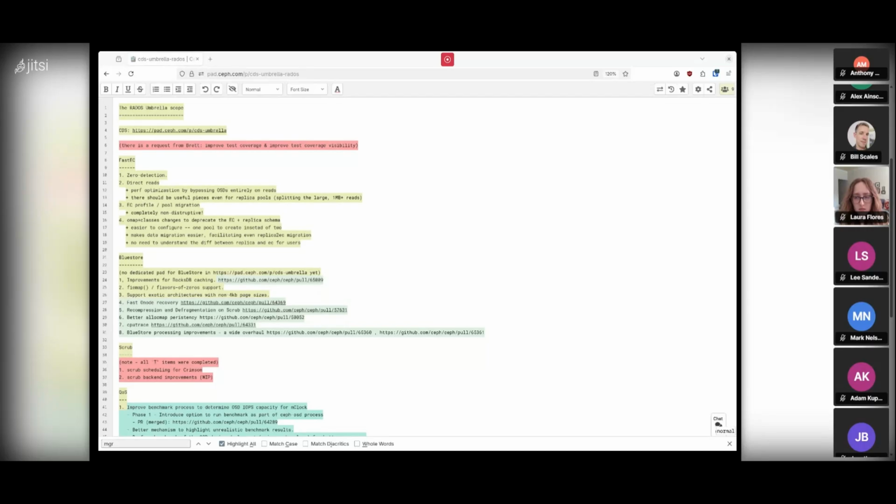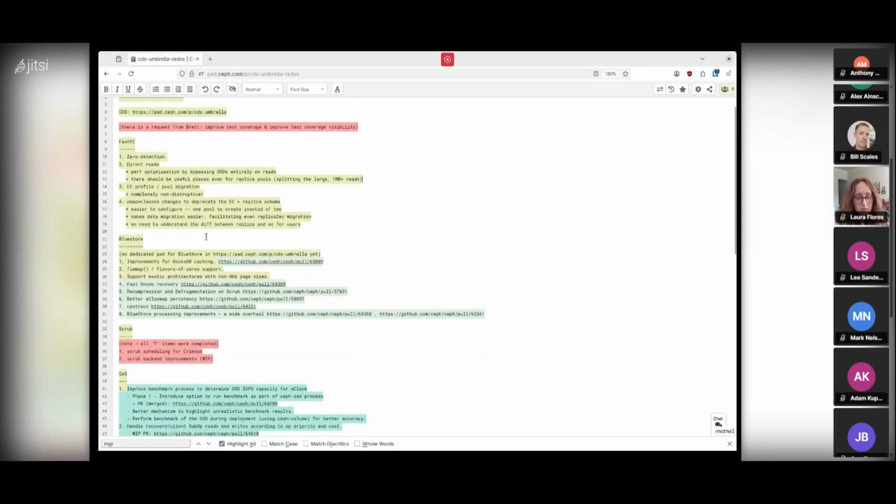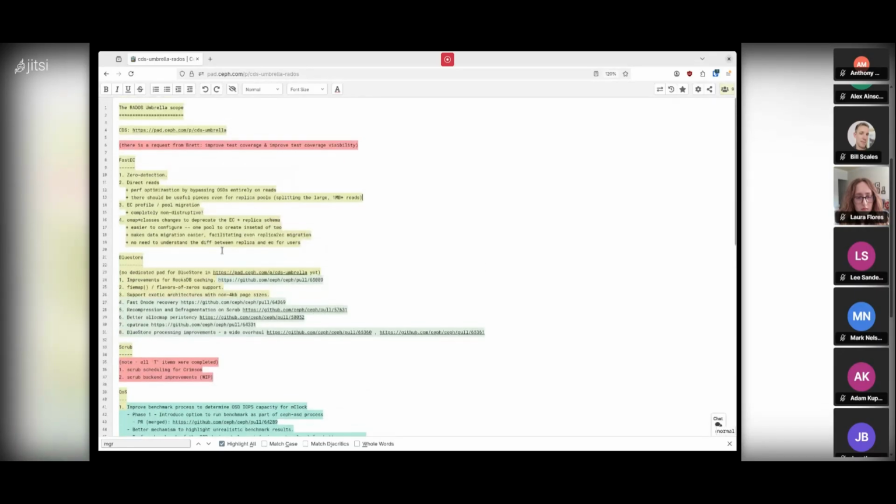Okay, I think we have pretty well covered the FastEC stuff. Next thing on the list is Bluestore. Please be aware that there is a separate session and an Etherpad for tracking all those changes, so maybe let's try to go over them roughly. Adam, would you mind describing what we have on the umbrella?